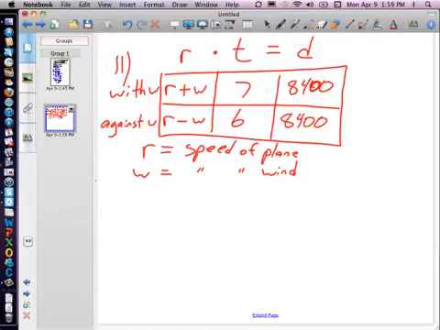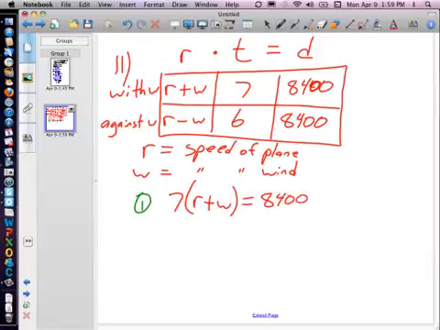Now, a lot of you, when you set up your equations, now we have two equations. Equation 1, it's just the top row. It's rate times time, but I can flip it to say time times rate because I want that 7 up front. So we have 7 times (R plus W) equals 8,400. And then for equation 2, 6 times (R minus W) equals 8,400 as well.